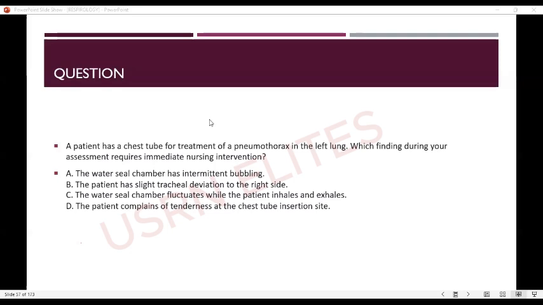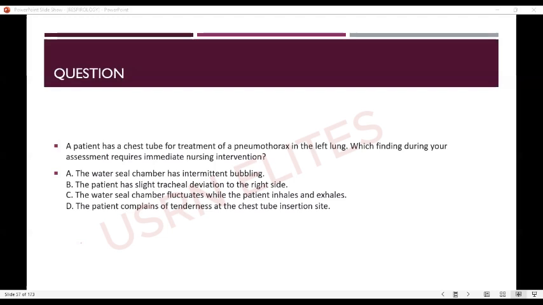So a chest tube for pneumothorax in the left lung, which finding during assessment requires immediate attention, right? The water seal chamber has intermittent bubbling. It is expected, right? It is continuous bubbling that is not expected in the water seal chamber and the air leak monitor, right? So that one is perfect. Now let's move on to C. The water seal chamber fluctuates when the patient inhales and exhales, expected, right? So no immediate intervention. D, the patient complains of tenderness at the chest.